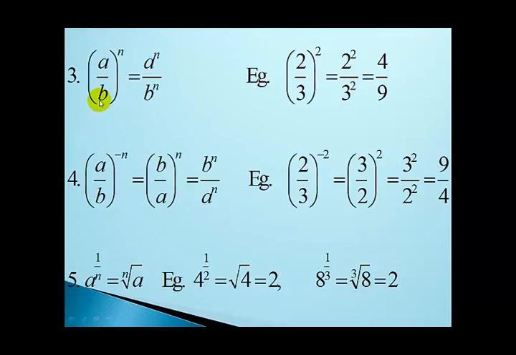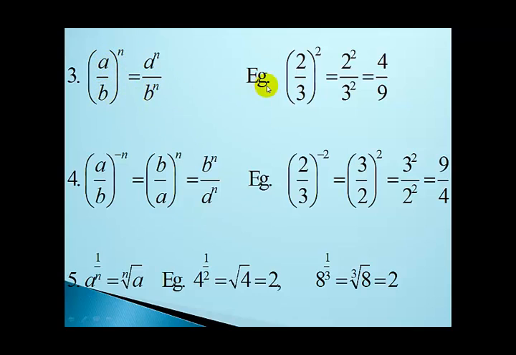Now property number 3. A over b, all exponent n, is equal to a raised to the power n divided by b raised to the power n. What this property means is that if you have a over b in bracket exponent n, take note that a over b is a fraction. The numerator is a and the denominator is b. Now this property means that the exponent is affecting both the numerator and the denominator of the fraction. And therefore a over b exponent n is equal to a raised to the power n all divided by b raised to the power n. That means that the exponent is affecting both the numerator and the denominator.